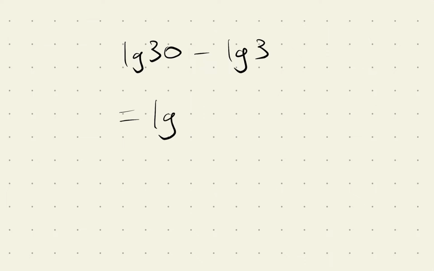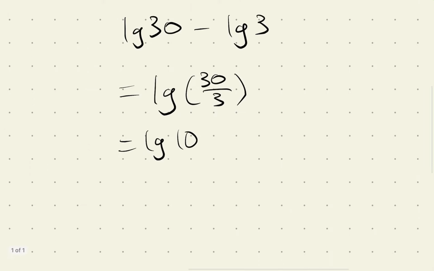Next question. lg 30 minus lg 3. We can use our quotient law, which will give us lg 30 over 3, which will give us lg 10, which will give us 1.